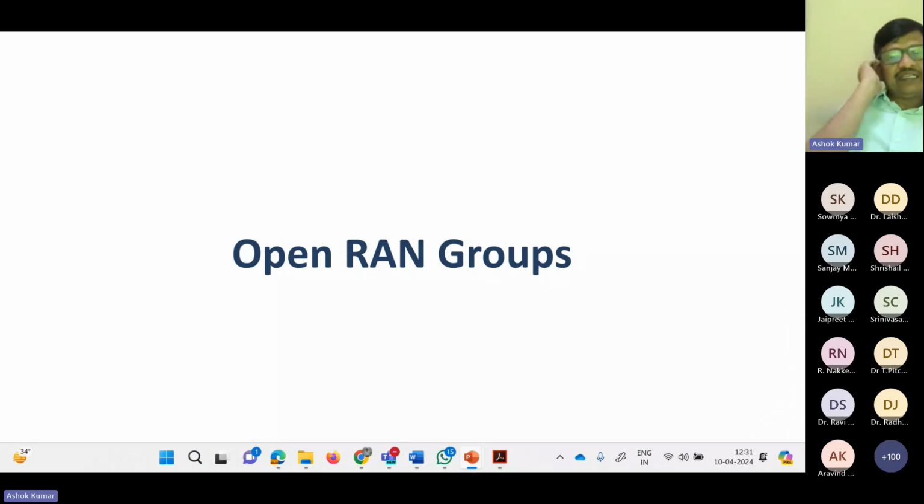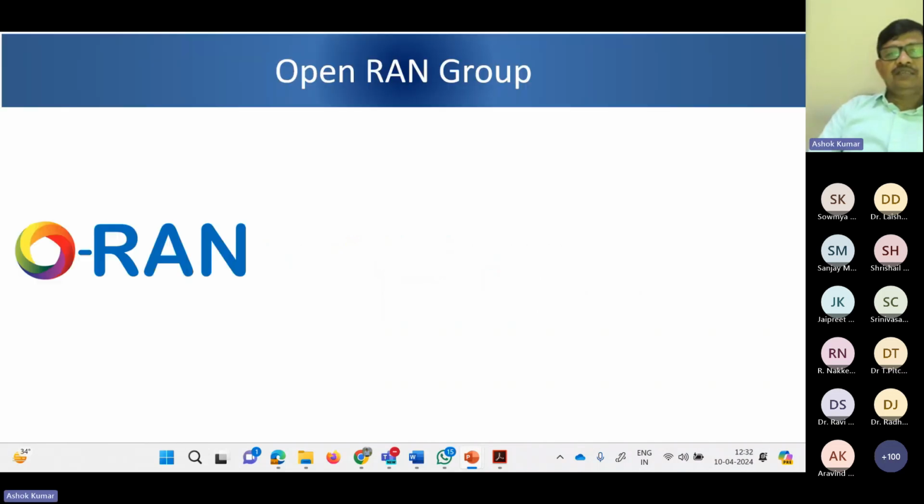Okay, now I'll talk about various Open RAN groups who are developing ORAN type of standards, which is beyond 3GPP. So there are 3 such organizations. One, we call it ORAN Alliance. ORAN Alliance is also a group of operators and other ecosystem partners who are developing ORAN related standards. The other is a group which is called TIP, Telecom Infra Project.